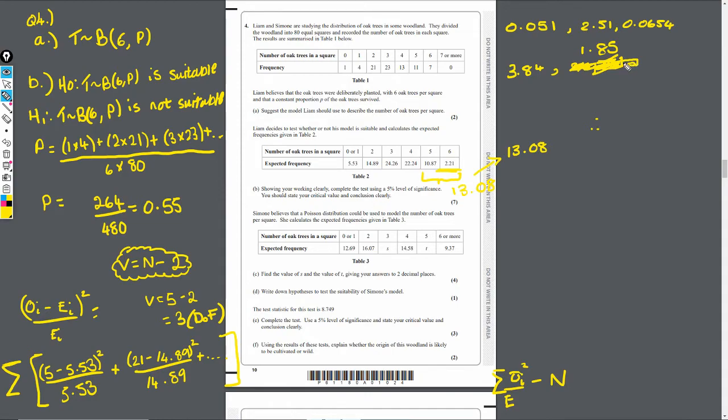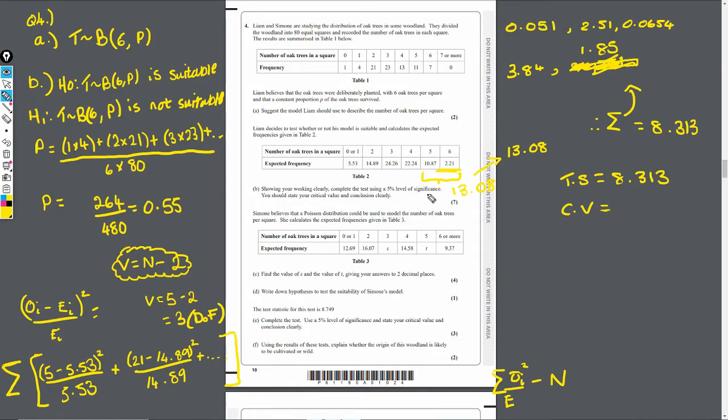All we need to do is add them together. So the sum of all these, well, that's going to be equal to 8.313. Okay, so 8.313. So now we've got the degrees of freedom. So this is my test statistic, 8.313. My critical value, so now you need to use the formula book, so it's page 36.